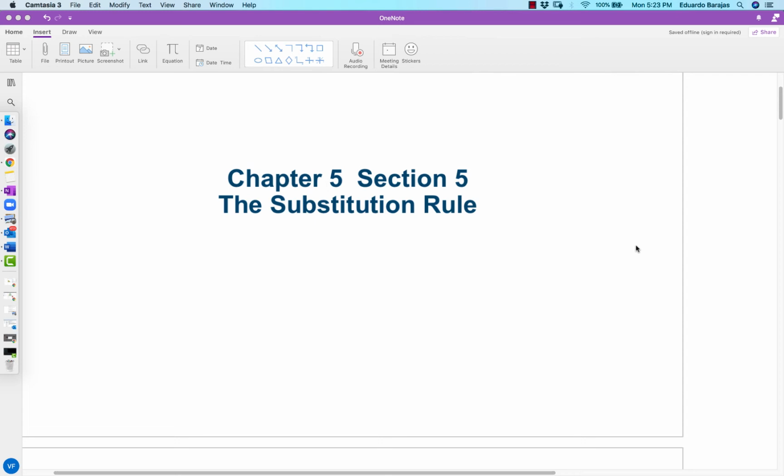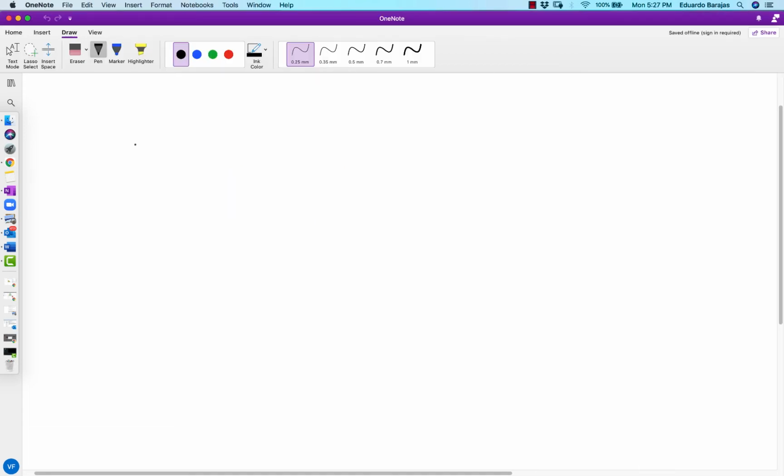Okay, Chapter 5, Section 5, the substitution rule. So we know so far that if we want to find the integral from a to b of cosine x dx, then we have to know how to rewrite the cosine as a derivative of a function. That way we can use part 2 of our fundamental theorem of calculus and simplify it.